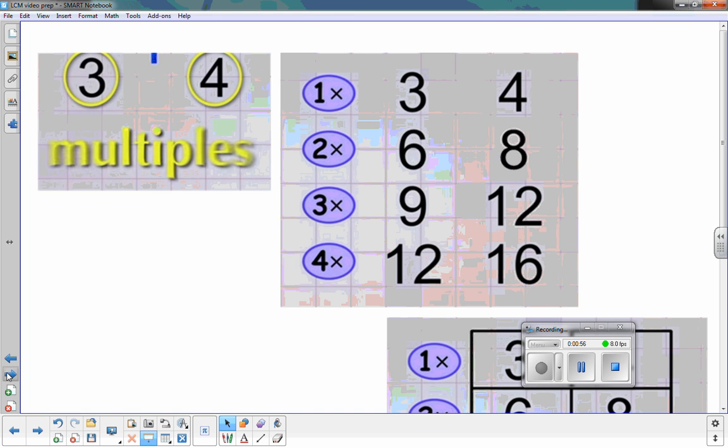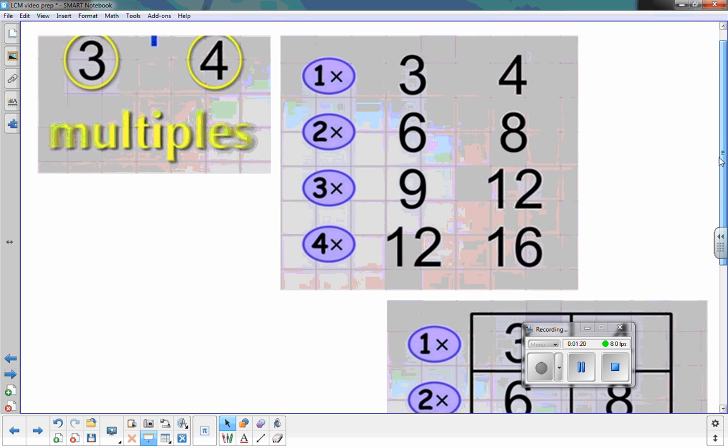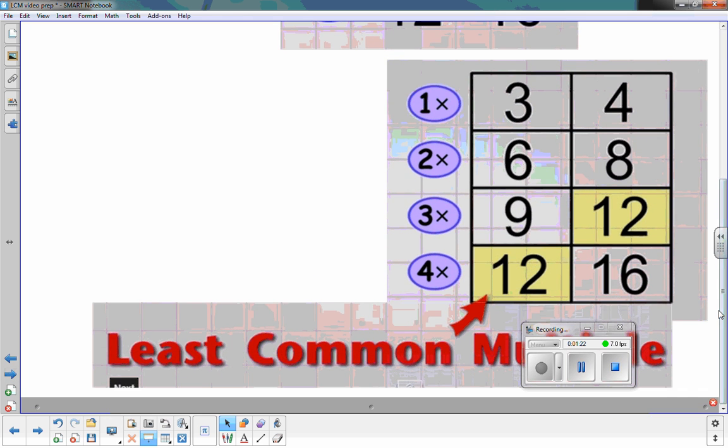So if I want to find the first multiples of 3 and 4, I'm going to multiply the 3 by 1, the 4 by 1. I'm going to multiply both of the numbers by 2. 3 times 2 is 6. 4 times 2 is 8. And I'm going to continue going. What I've noticed is that as I move on, I have found a number that they have in common. There's a 12 here and there's a 12 here. That would be called the least common multiple, or the LCM.